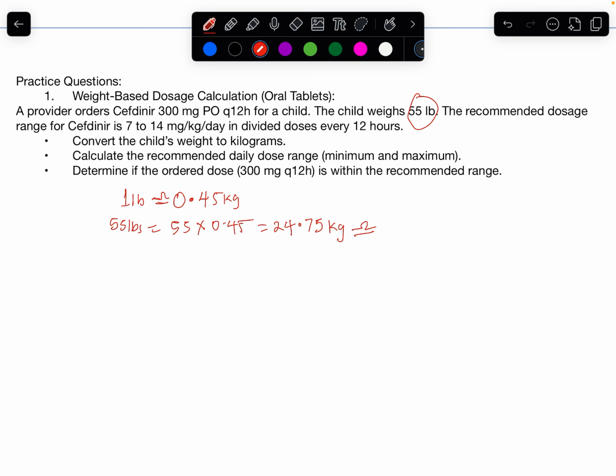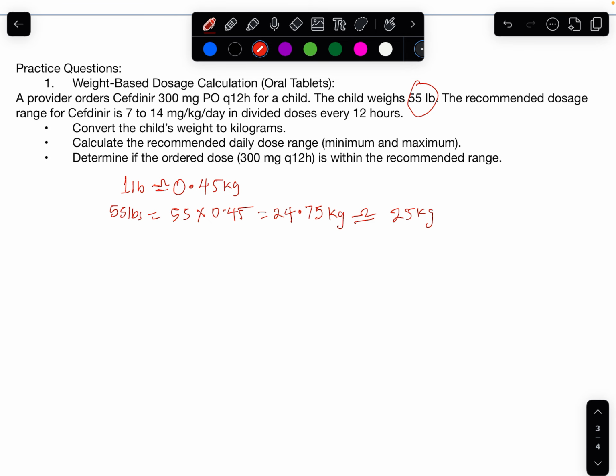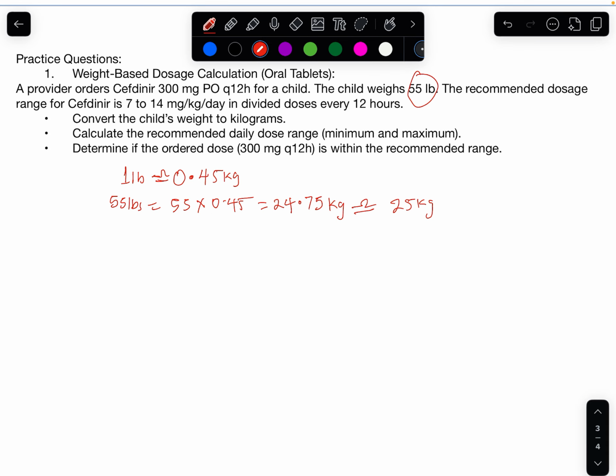You can approximate it to 25 kilograms just to keep it simple, but feel free to keep the decimal if you want. Actually, for this calculation, let's make it a little more accurate and not approximate. So this is the first step, getting the child's weight in kilogram. After this, the rest is pretty much straightforward.